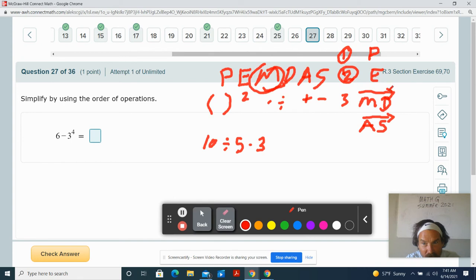That's what this arrow's for. Go from left to right. So 10 divided by 5 is 2, and then 2 times 3 is equal to 6.